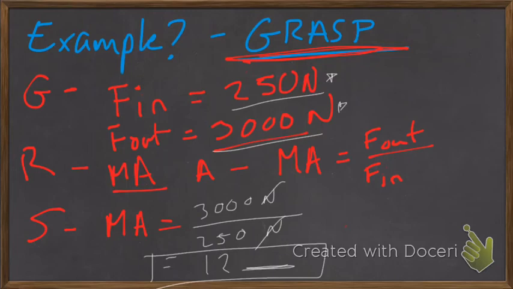There you go. Now for the paraphrase, I'm not going to write this out because I'm out of room, but we would say the mechanical advantage of that jack is 12.